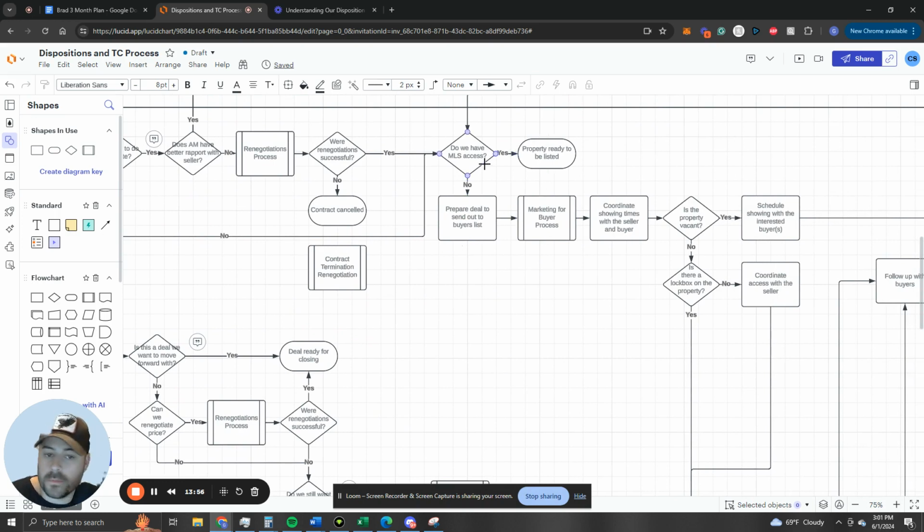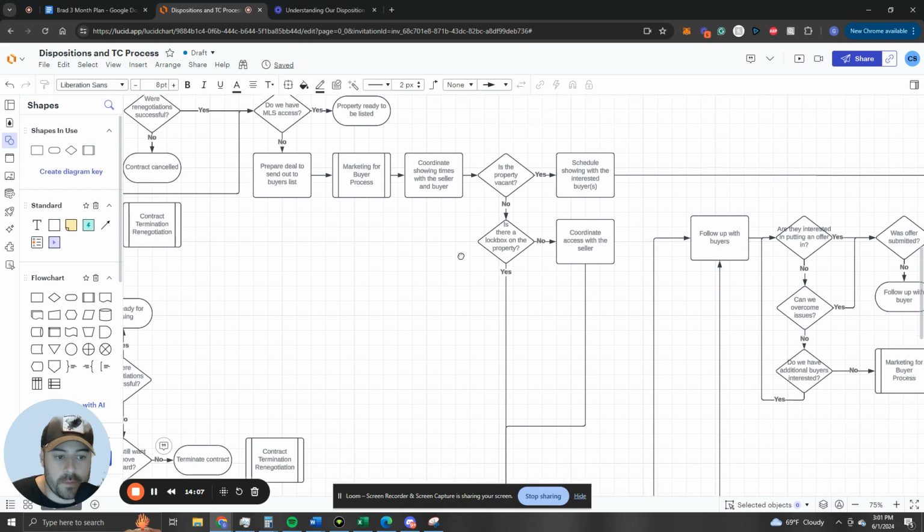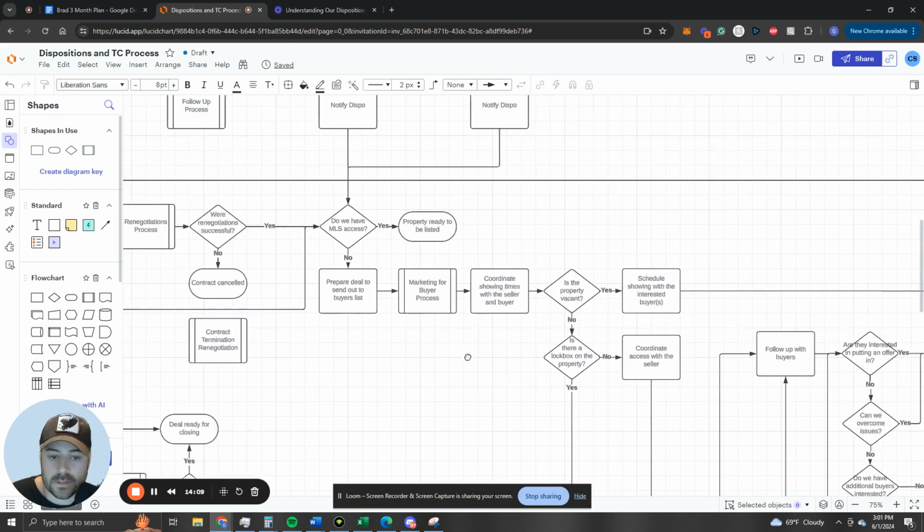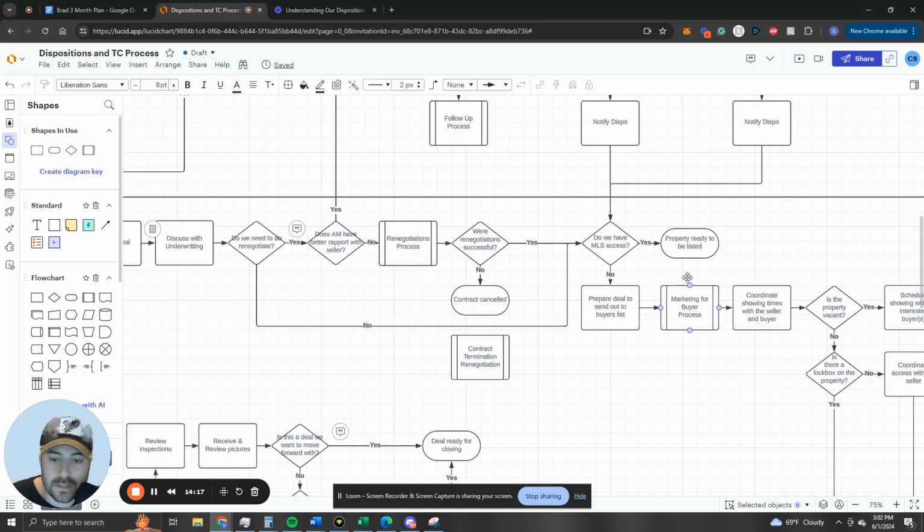The only part that's a little bit missing that we probably will add to this is, do we have MLS access? Yes, the property's ready to be listed. Karen would then go ahead and get this property listed, and then we'll go from that point on defining buyers, right? If we get interested buyers and what the goal of it is, and pretty much go from there. But this gives you a good idea of how it works with the AMs, how it works with a junior dispo, how it works with a dispo assistant, and how they kind of work together to make this deal work and make this situation work.